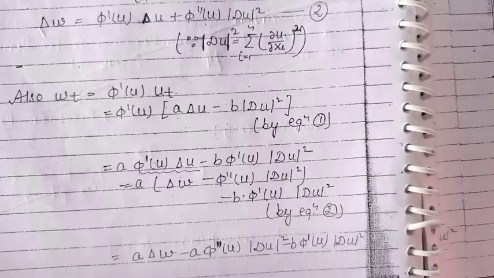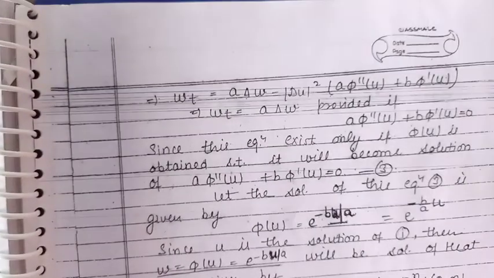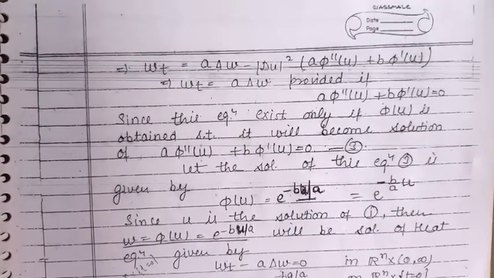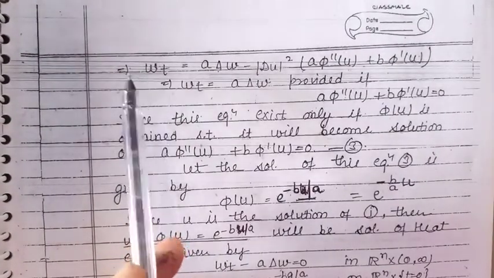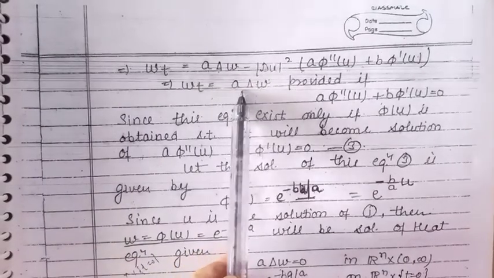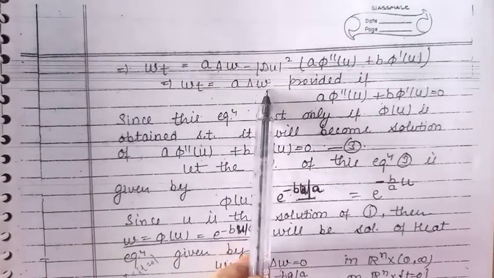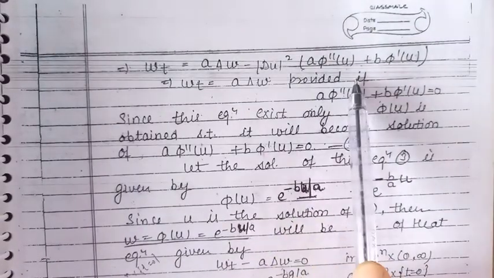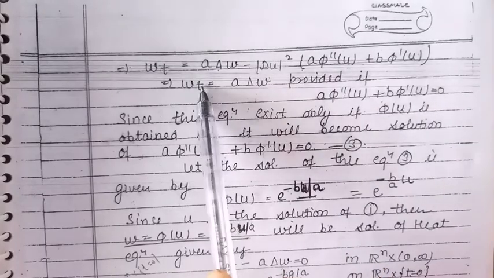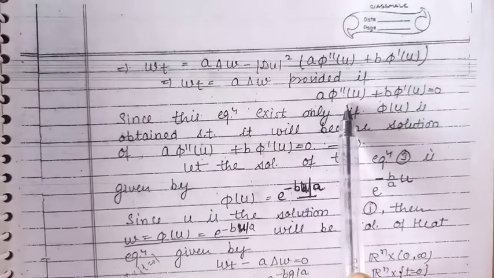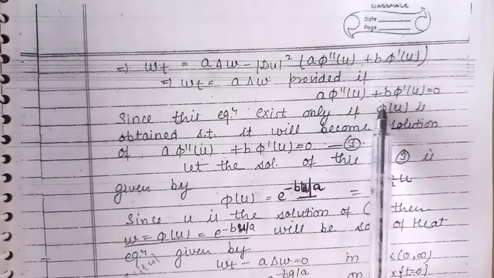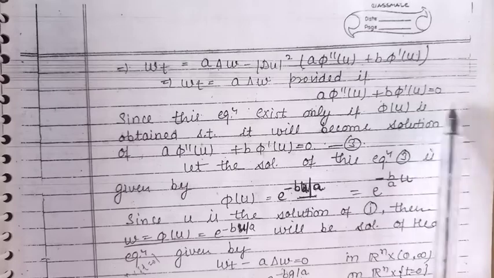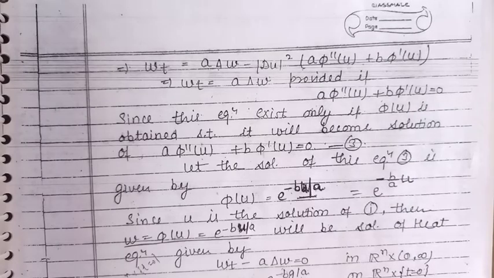Now, this implies that the partial derivative of w with respect to t is equal to a into Laplacian of w, provided this expression becomes 0. So, we can see that this equation exists only when a into phi double dash at u plus b into phi dash at u is equal to 0.